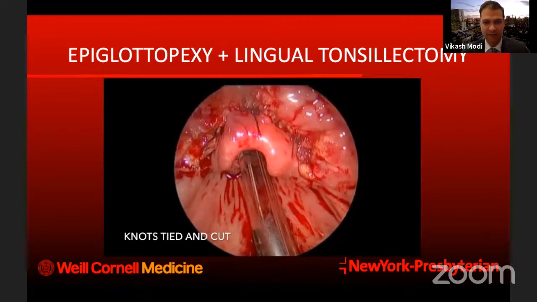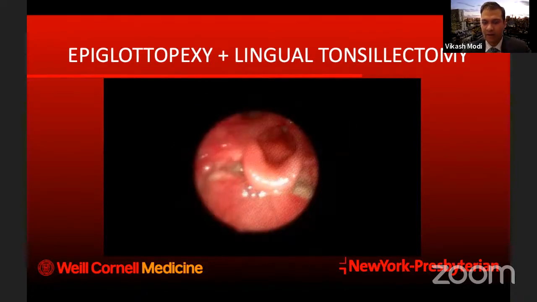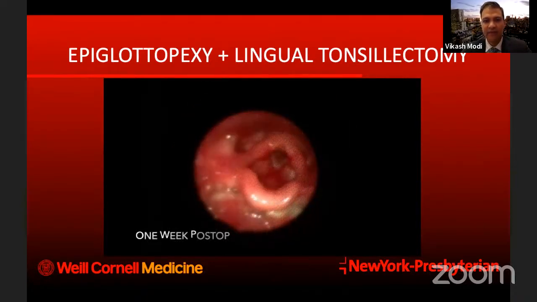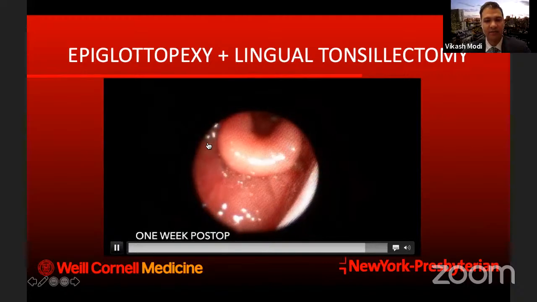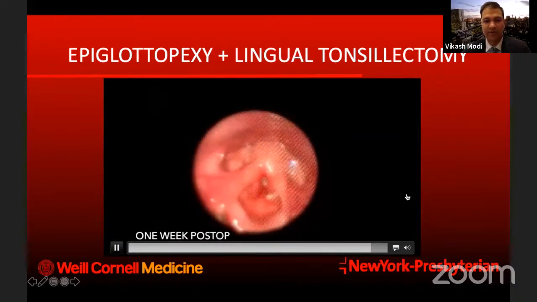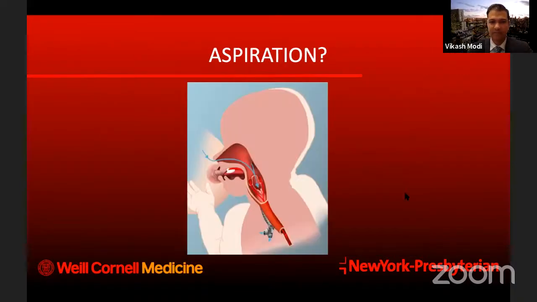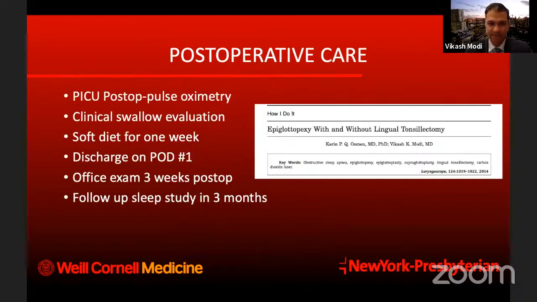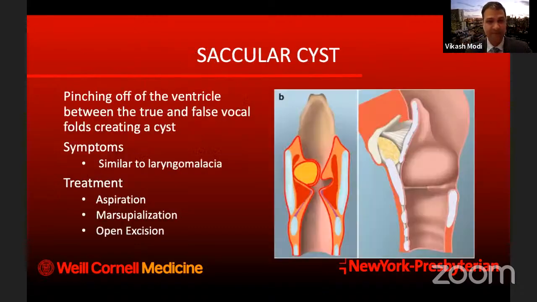And you notice the epiglottis is there sitting more anteriorly. And this is what it looks like in your office. You notice the fibrinous exudate where the lingual tonsils are removed. And this is just 1 week post-op. And these kids do not aspirate. Post-op care is all here. We did write this up in the How I Do It section of Laryngoscope as well. You can look it up. The video is there as well.